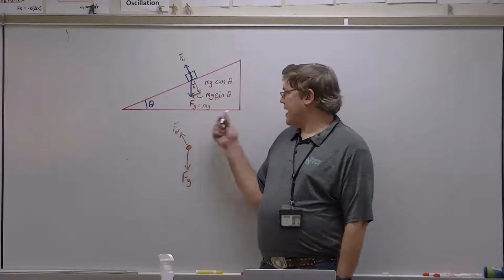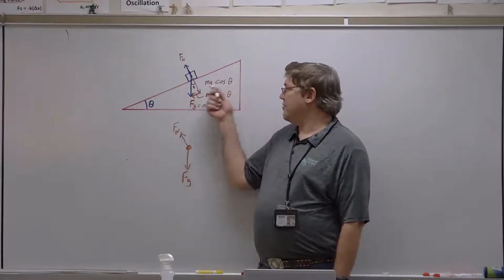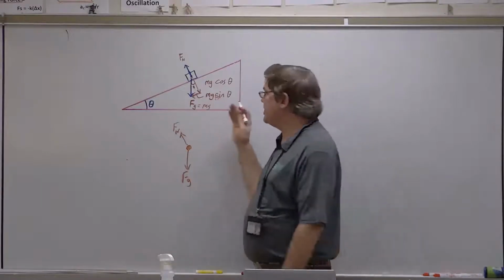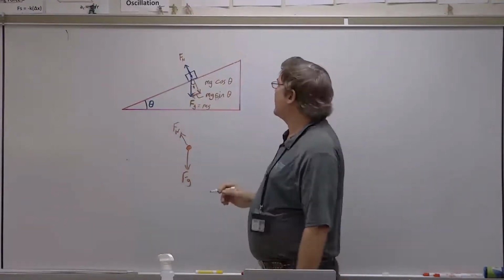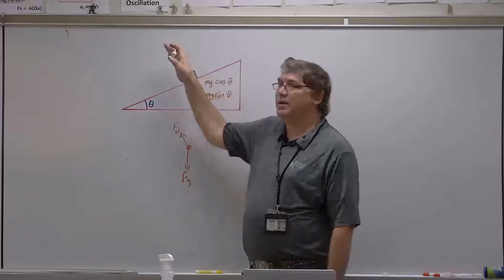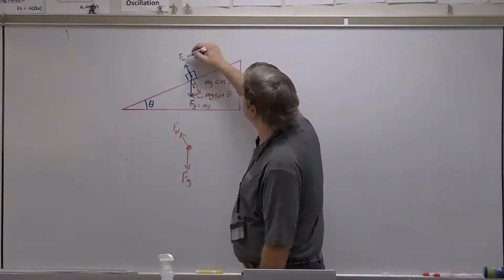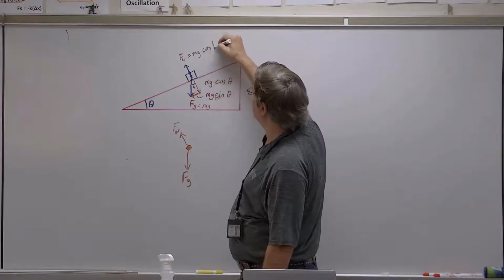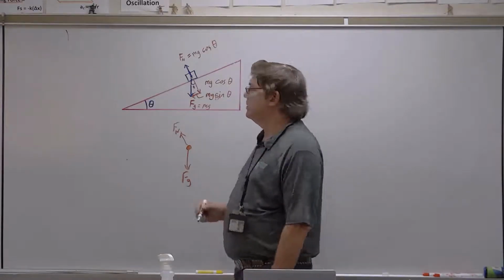So now we've got everything we need. Mg cosine theta is this force that's perpendicular. So the normal force is the same magnitude, mg cosine theta, but in the opposite direction. So the force normal is just equal to mg times cosine of theta. And that's all you need.